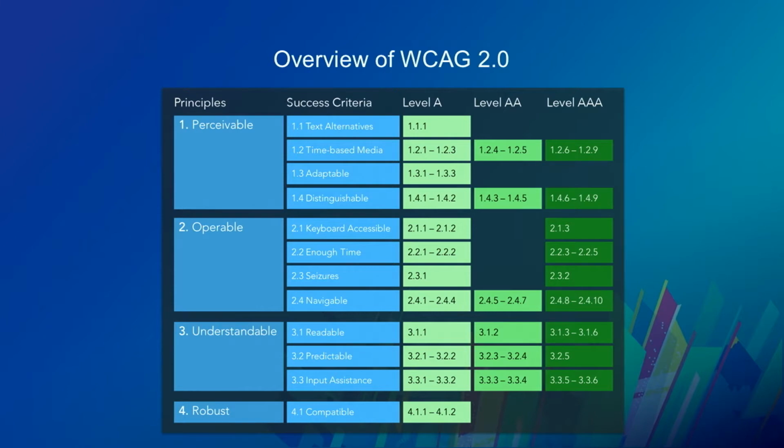Time-based media, making sure that I have alternatives. For instance, if I have a video, do I have audio? If I have a video and audio, do I have text captions? Am I providing other alternatives for users to be able to access the content? Another one is keyboard accessibility and enough time, just making sure that people can access and operate within the context that they're in my interface.